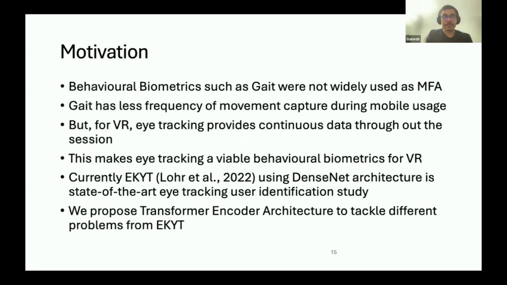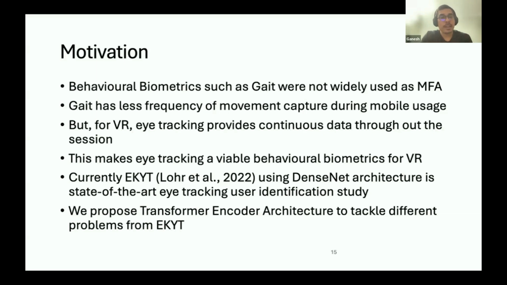So our study was motivated from an existing continuous authentication study by Lohr et al., 2022. They created a framework called I Know You Too using DenseNet architecture, but we used Transformer Encoder architecture, and we wanted to see if it gives any better performance compared to DenseNet architecture.